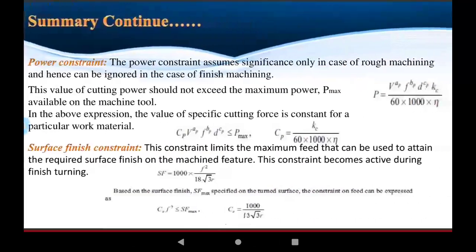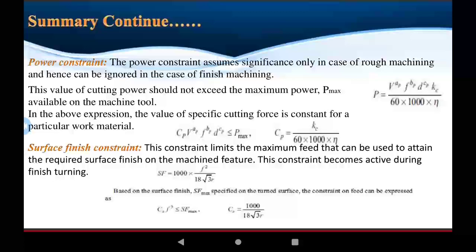The summary continues with the power constraint. What is the power constraint? It is given for the power supply in the production rate and the operation on the machine. The power constraint assumes significance only for rough machining, and hence continuous operation provides the production in the operation. This is the given requirement: the power is a constrained supply. The power should not exceed the maximum power. Okay, find out the value of maximum power.